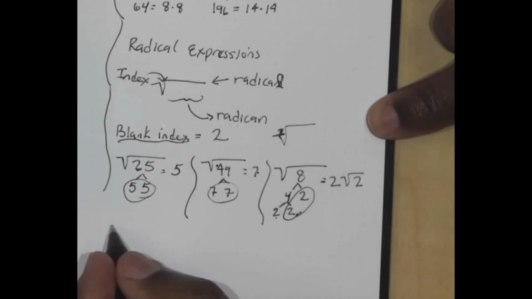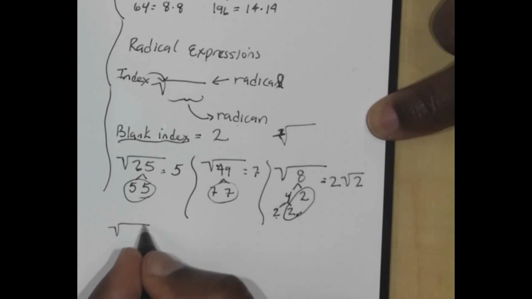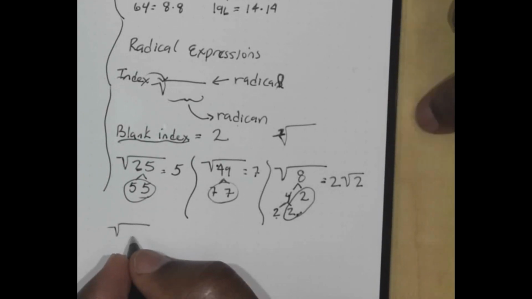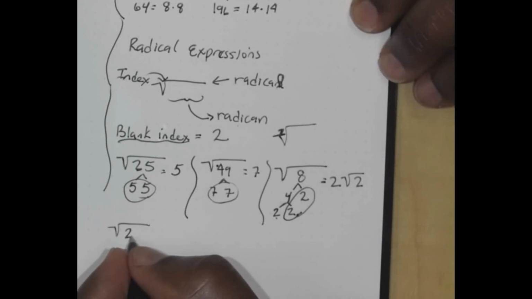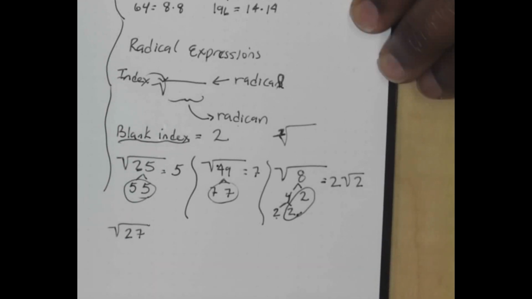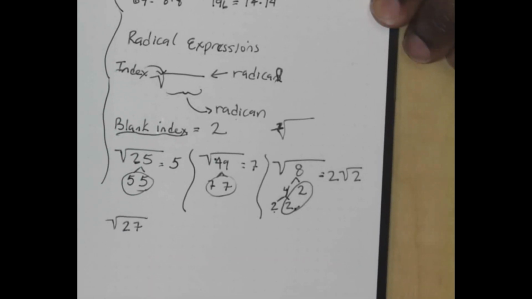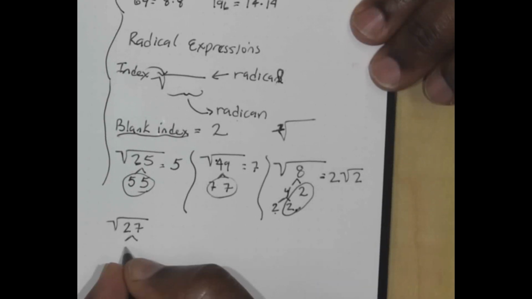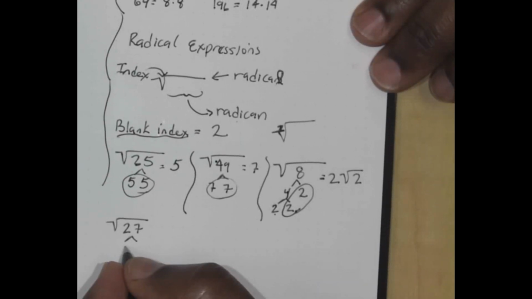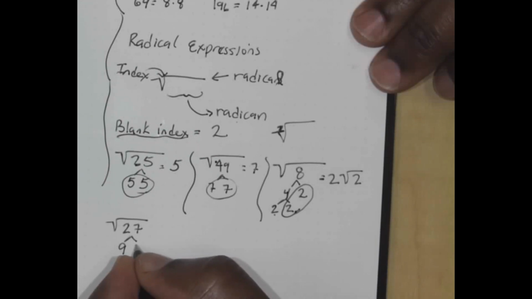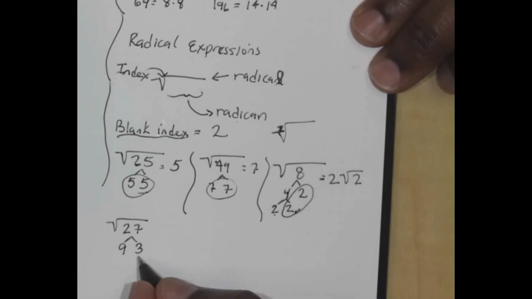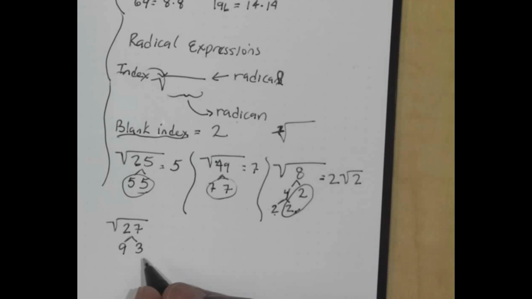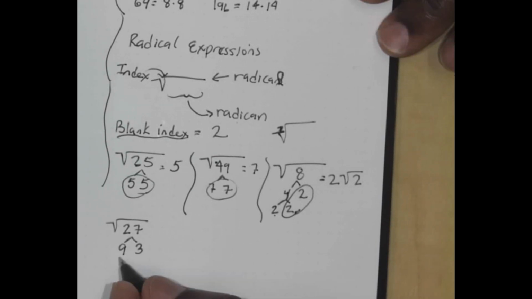Let's do it again. Square root of, let's say, 27. All right. What's our index again? 2. I need 2 of something, right? What times what is 27? 9 times 3. Now 3, see, we don't use ones. We don't use 1 to break anything down. 1 times anything, that's forever, so we don't use that. But 9 is something times something.